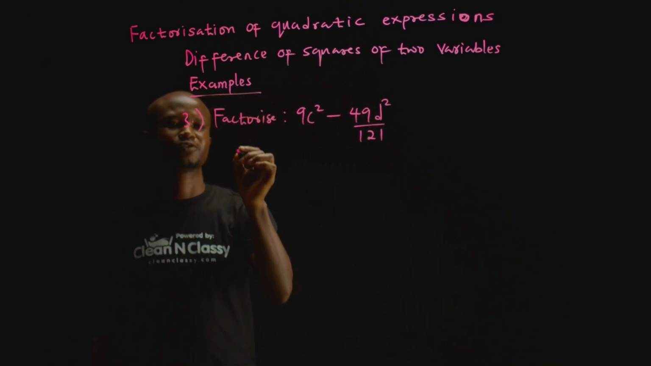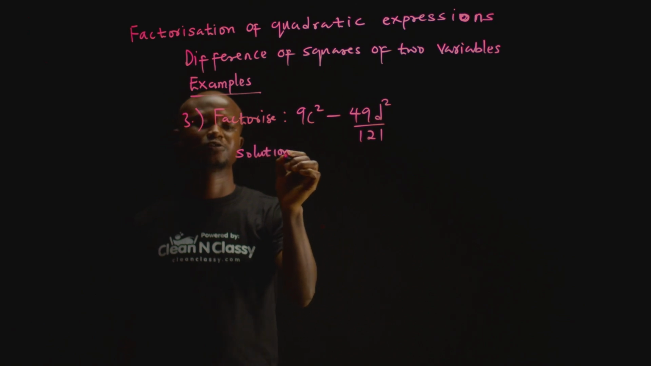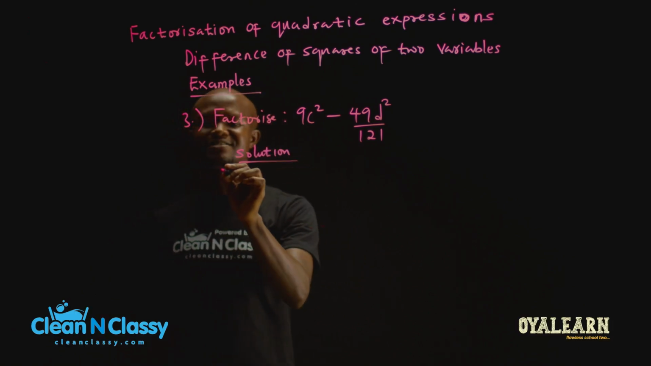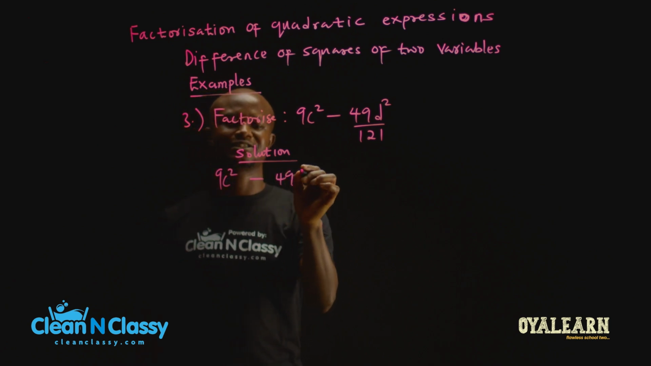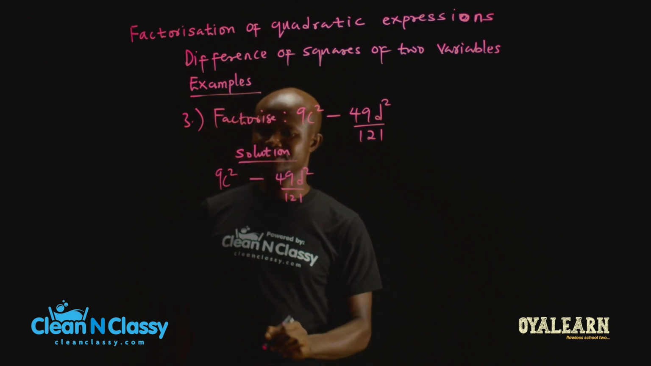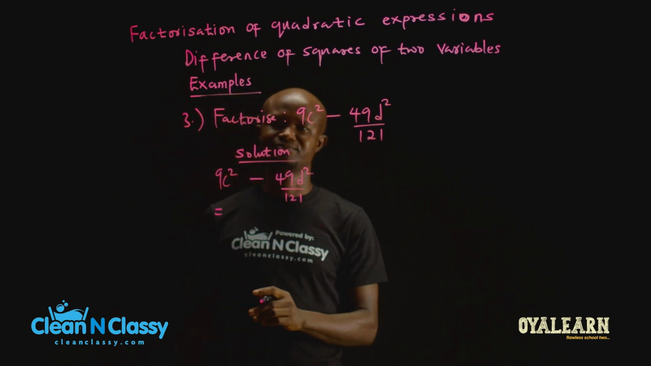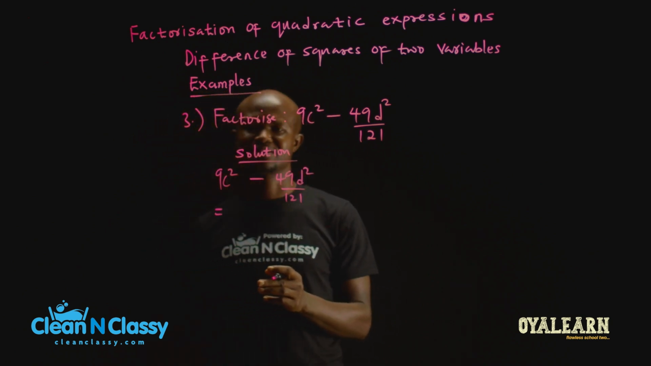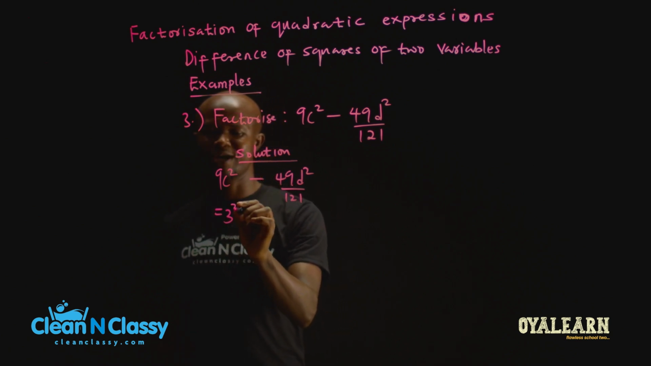Now, solution. We have 9c squared minus 49d squared divided by 121. Now we can write this as what? 9 can be in the form of a square. So we can write 9 as 3 squared.